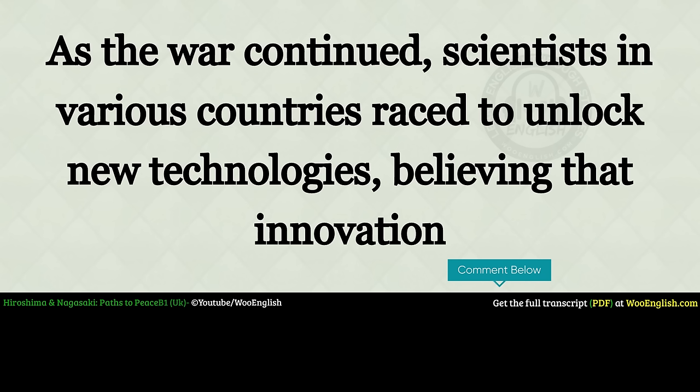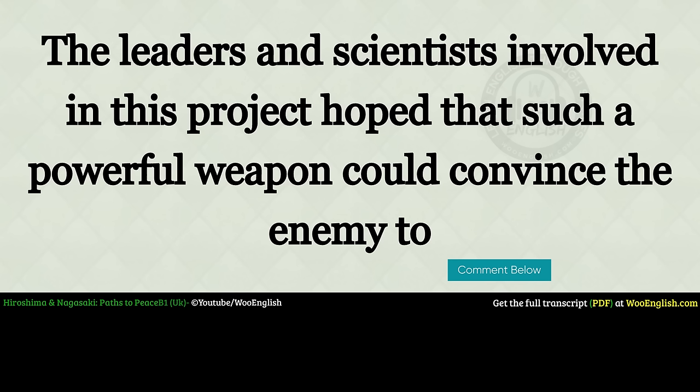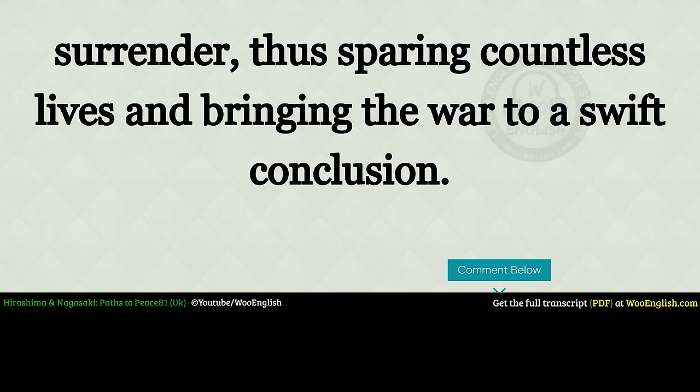As the war continued, scientists in various countries raced to unlock new technologies, believing that innovation could bring an end to the fighting. One such project in the United States, known as the Manhattan Project, aimed to develop a weapon unlike any other, a nuclear bomb. The leaders and scientists involved in this project hoped that such a powerful weapon could convince the enemy to surrender, thus sparing countless lives and bringing the war to a swift conclusion.